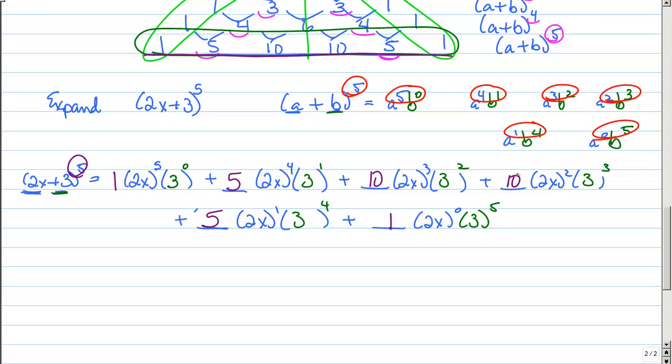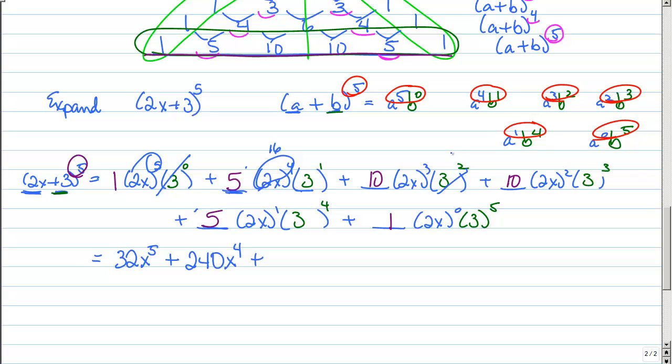Now I just need to clean that up. Alright, so a calculator comes in handy. Of course that's 1. Don't forget to raise the 2 to the 5th power. So that's 32x to the 5th. Now I've got 2 to the 4th, which is 16, times 5, which is 80, times 3 is 240, and then x to the 4th.